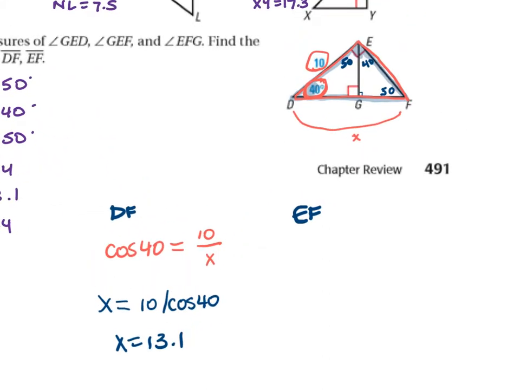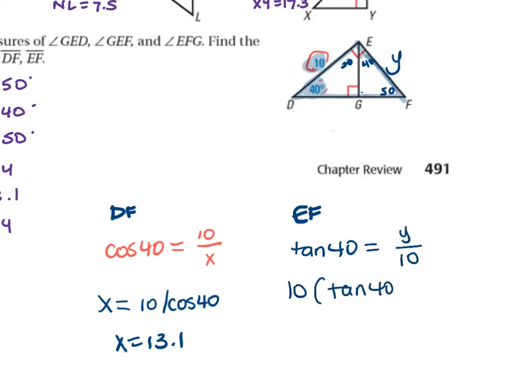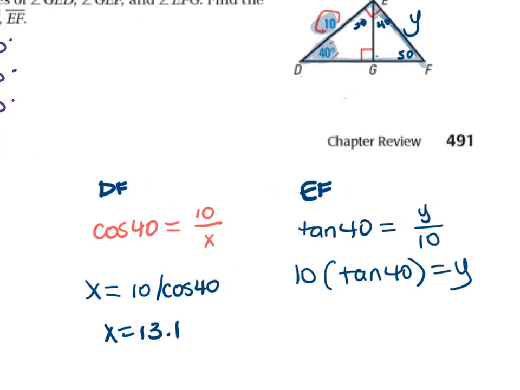And then for EF, so let me erase this stuff. For EF, I can use the same triangle and the same information, 40 and 10, but let's call this Y. Now I would say that's opposite and adjacent. So this is tangent. Yeah, tan 40 equals Y over 10. And I'd get 10 times the tangent of 40, which is your 8.4.